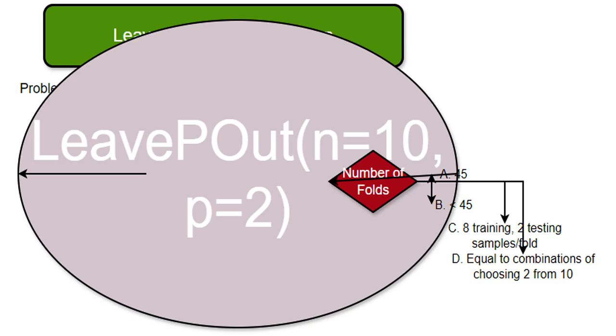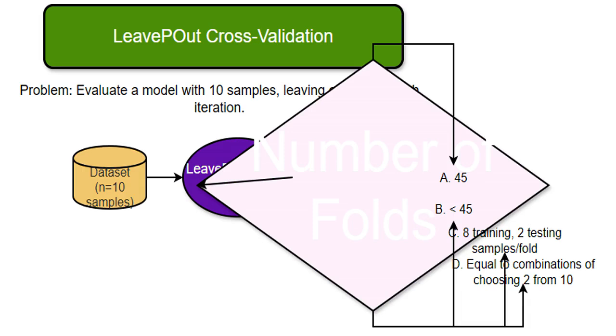This is one possible answer, Vamsi. It claims there will be 45 folds. We need to check if this is correct by working through the formula. Here's another option. It suggests there'll be fewer than 45 folds. Whether this is correct depends on our calculation, which should tell us exactly how many folds there are.